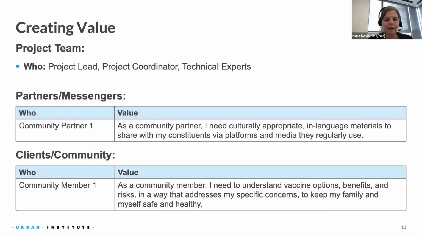So if you can write down a few things that you think that your particular partners or communities would get value out of in your project, then that's your next task. So take about 3 minutes here and go ahead and write down some of those.